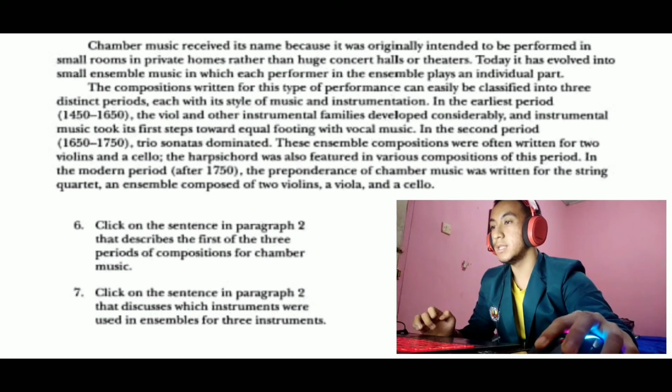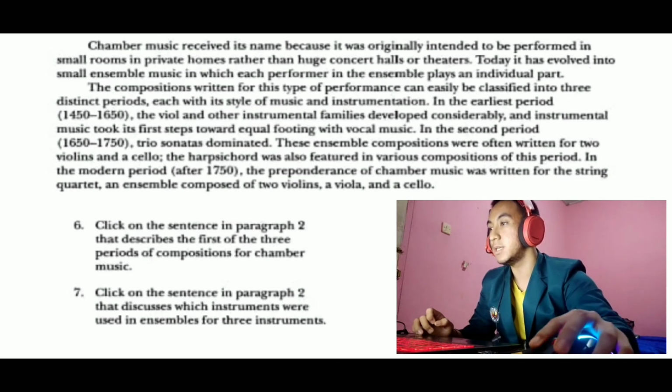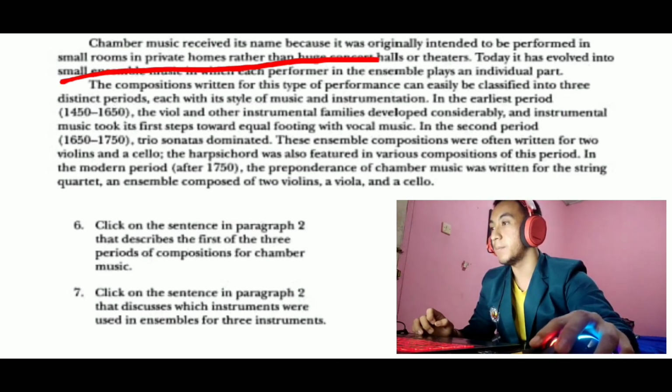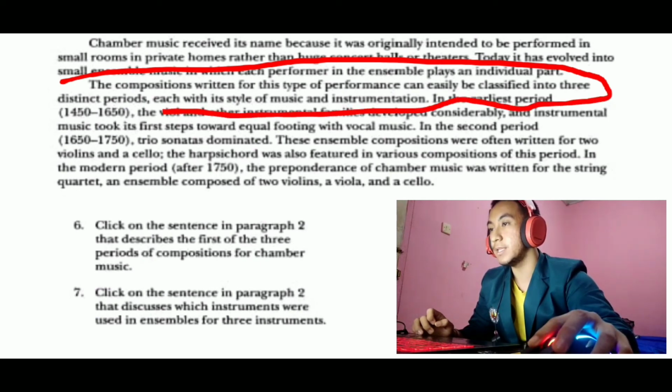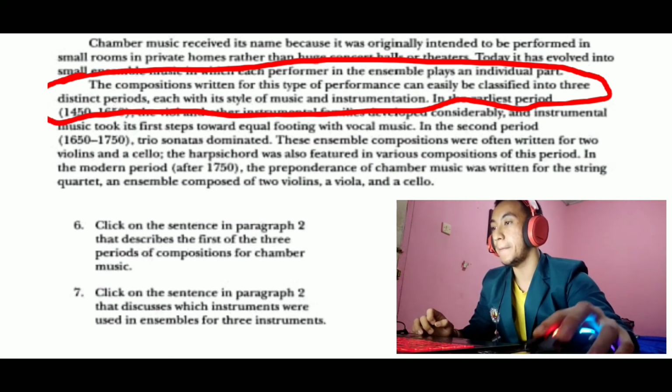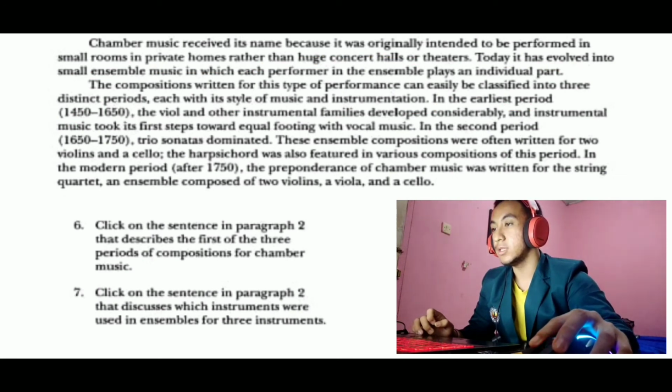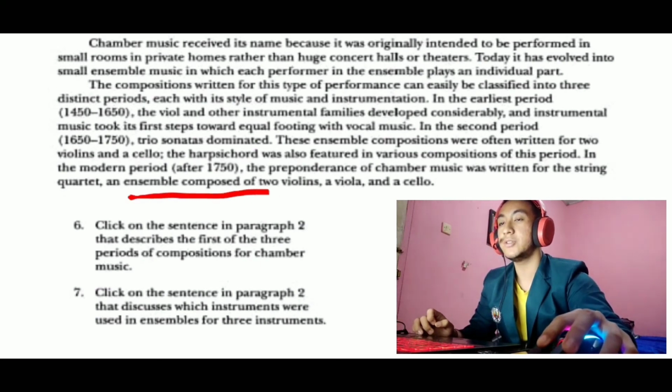Number 6. Click on the sentence in paragraph 2 that describes the first of the three periods of composition for chamber music. In paragraph 2, the author described the composition written for this type of performance can easily be classified into three distinct periods, each with its own style of music and instrumentation. Number 7. Click on the sentence in paragraph 2 that discusses which instruments were used in an ensemble for three instruments. In paragraph 2, in the last sentence, the three instruments used in the ensemble are violin, viola, and cello.